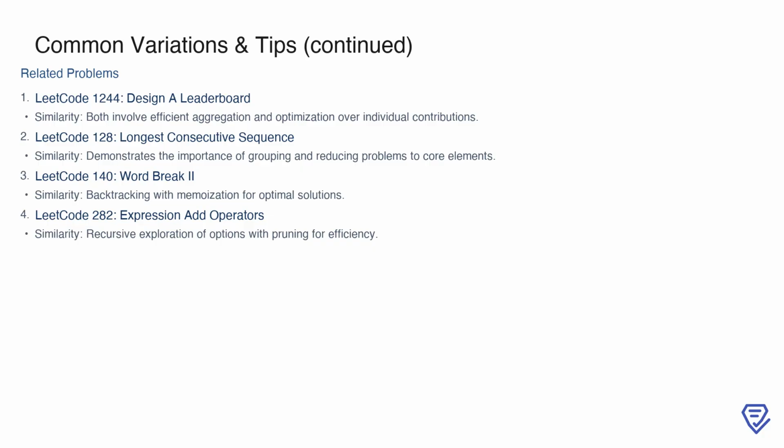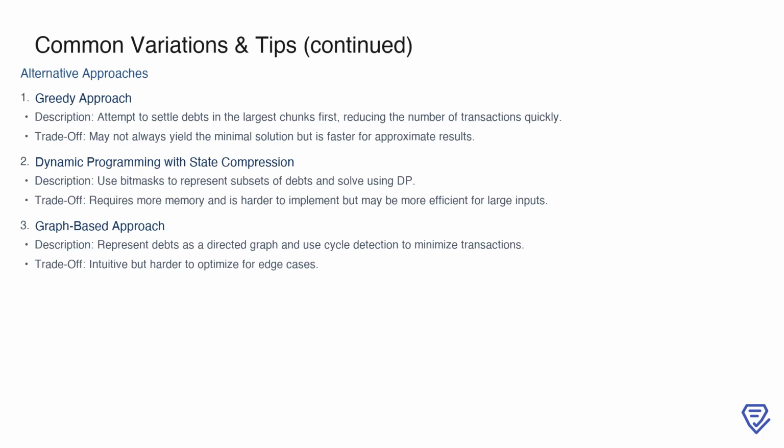LeetCode 140, Word Break 2, involves backtracking with memoization, which is central to finding optimal solutions efficiently. Lastly, LeetCode 282, Expression Add Operators, shares the concept of recursively exploring options while pruning paths that don't lead to valid results. Studying these related problems can strengthen your grasp of the techniques required for optimal account balancing and other complex algorithmic challenges. There are also alternative approaches to solving this problem, each with its own trade-offs.